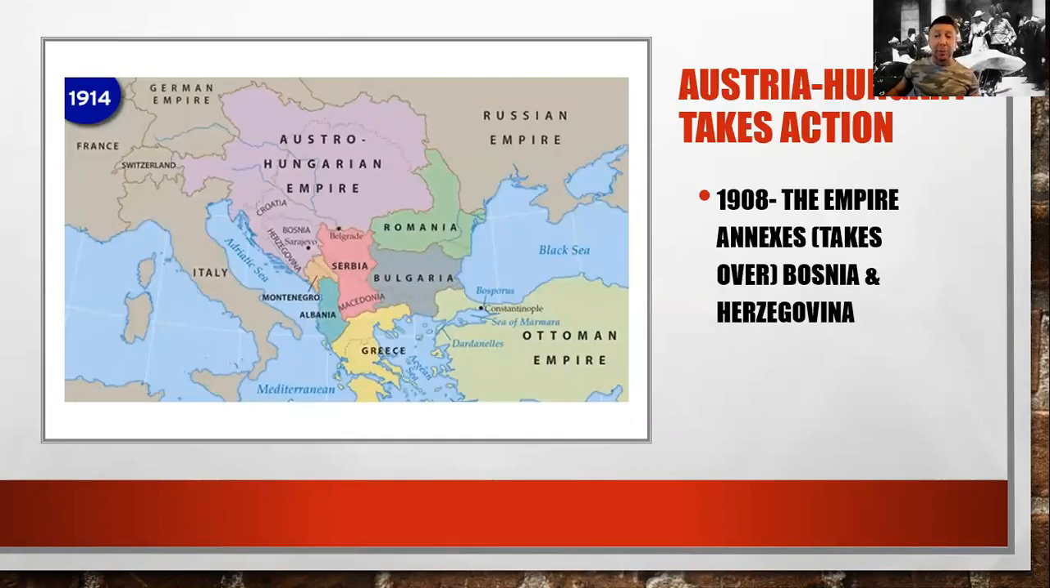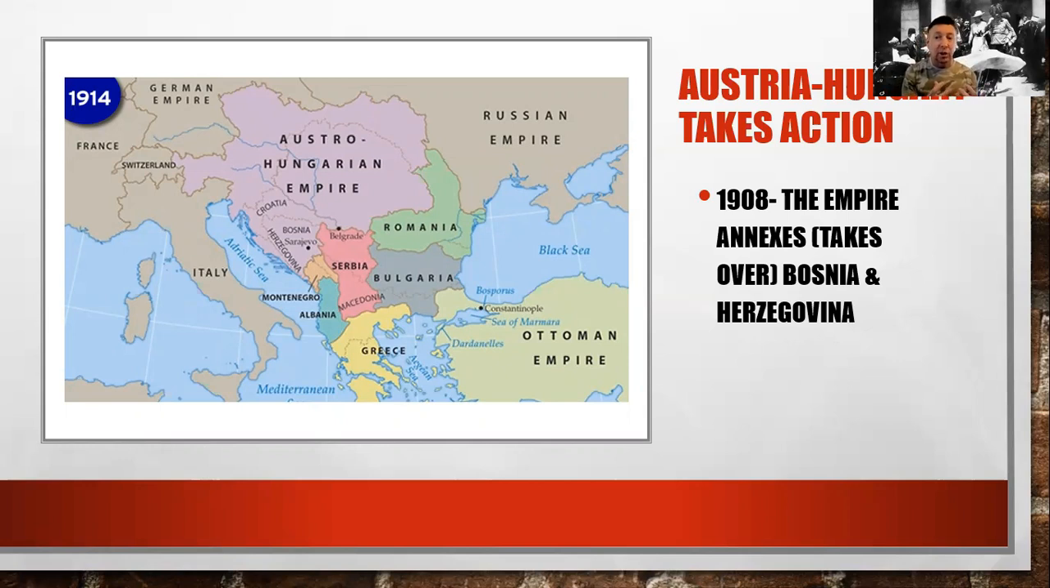Just to take you back a little bit to 1908, this is when the Austro-Hungarian Empire actually overtakes a part of the old Ottoman Empire. They take what's known as Bosnia and Herzegovina. That is the bottom purple part of the map of Austria-Hungary. You can see Croatia is right above Bosnia and Herzegovina. Sarajevo is the capital city of that region.